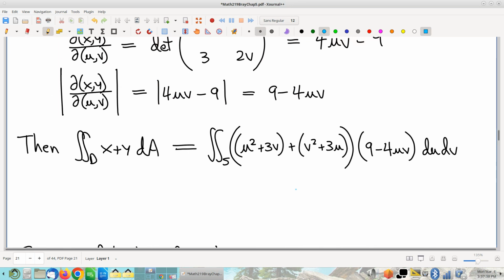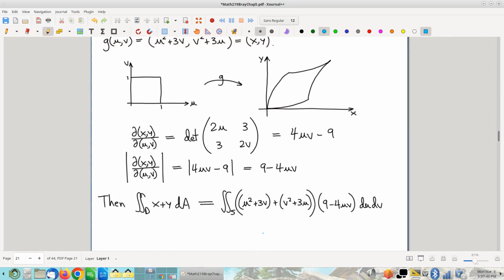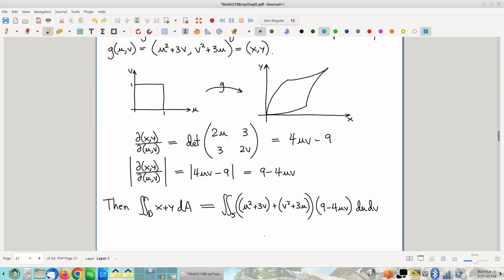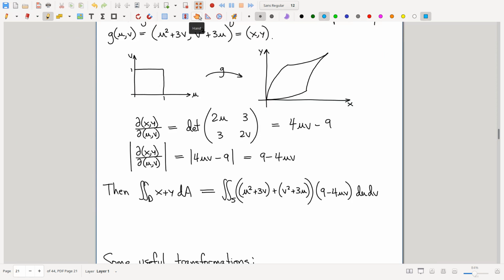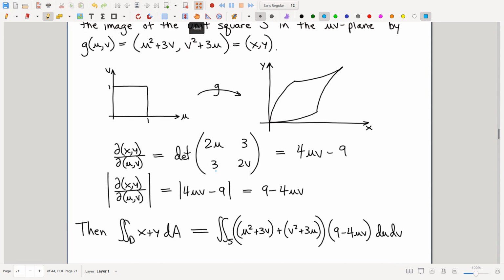Here's our new integral. Let me do it like this. I can also make this a little bigger. There we go. We are now in business. We just got through computing our stretching factor. Let's stick that in there before we forget it.